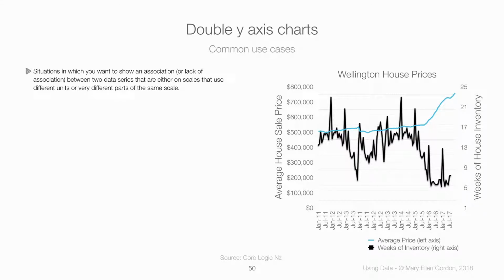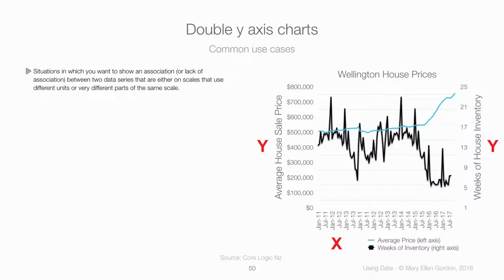Now we're going to talk about double y-axis charts. And just to clarify, we've been talking a bit about vertical axes and horizontal axes, but those are often referred to as being the y-axis and the x-axis. So what we're introducing now is a second y-axis.